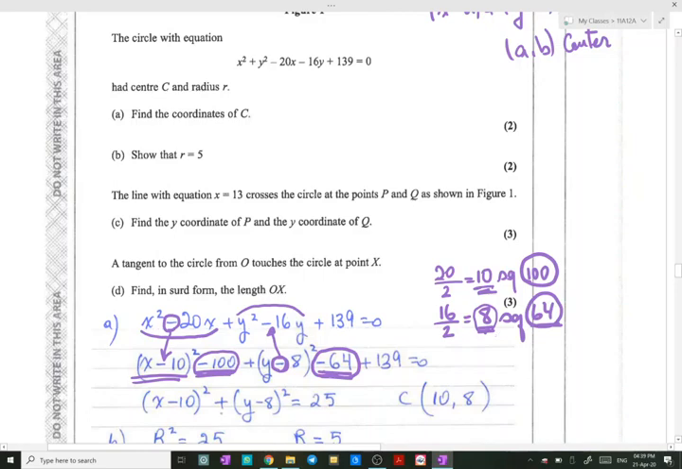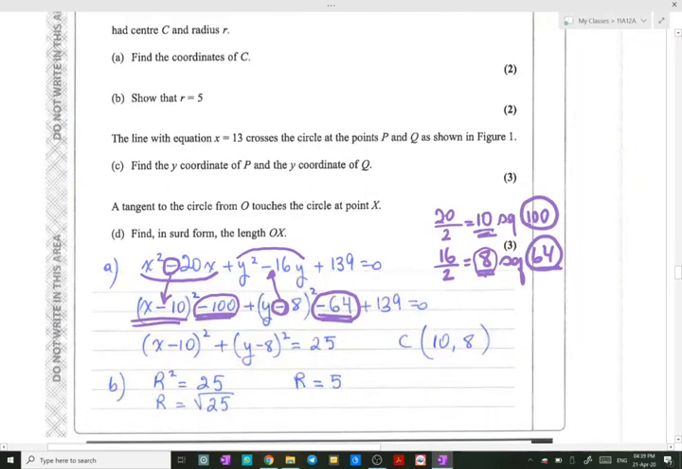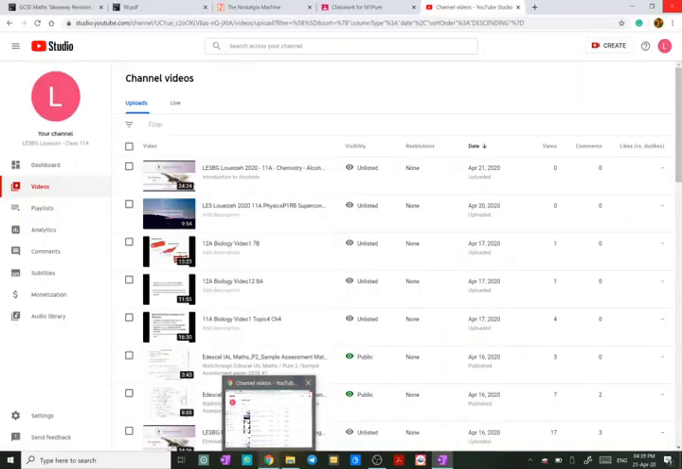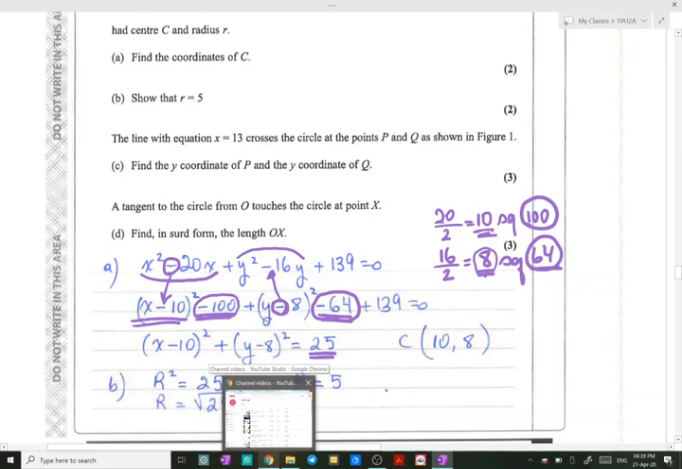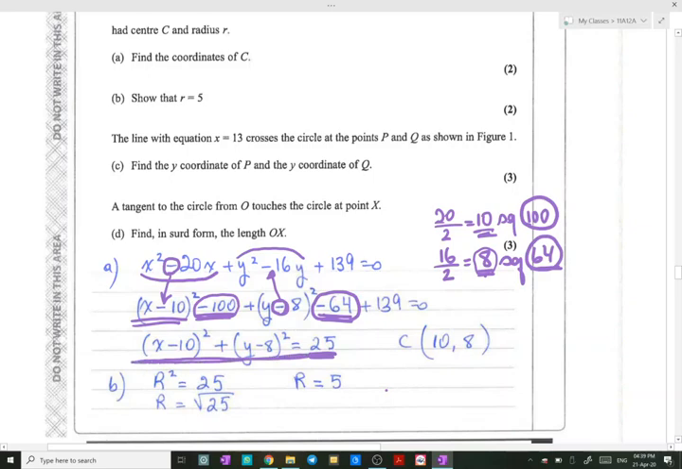Then we collect and take it to the other side, which is the representation of r squared. So minus 100 minus 64 plus 139 gives you minus 25. When you take it to the other side of the equal, it becomes plus 25. So this is the way that we have to write the general form of the equation of a circle.